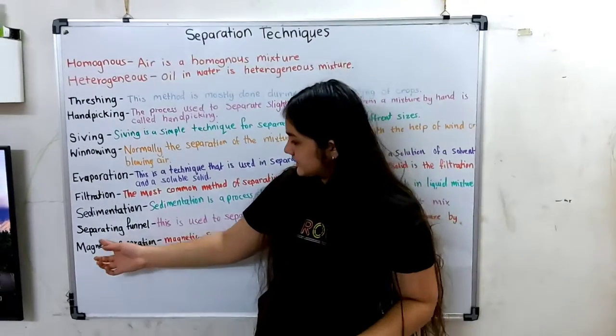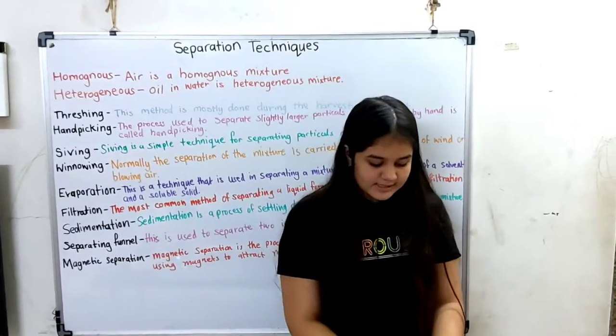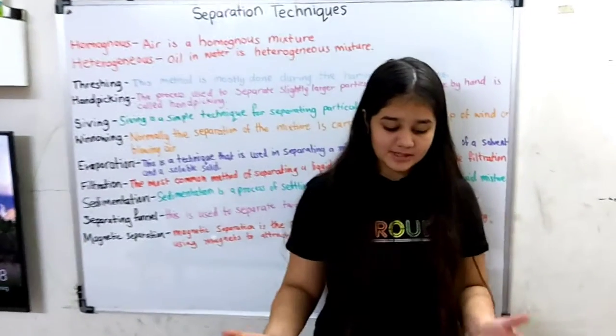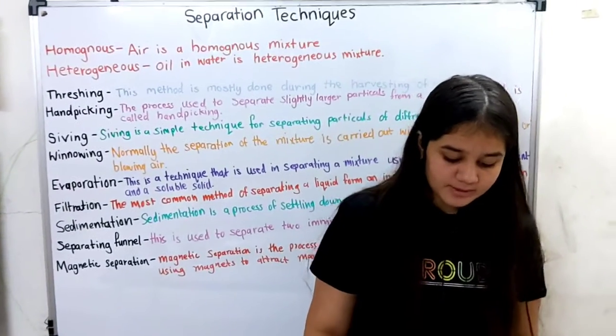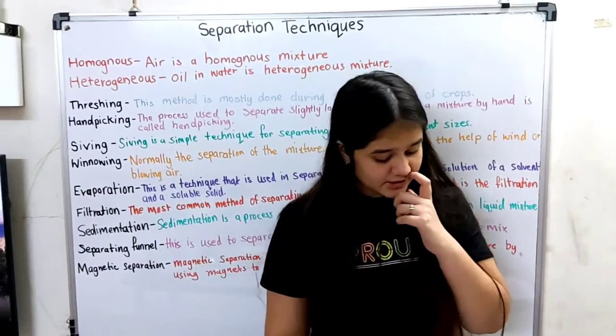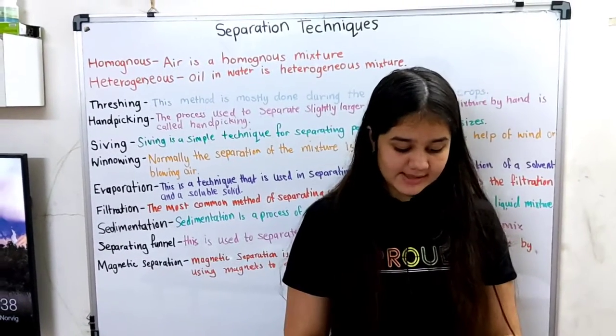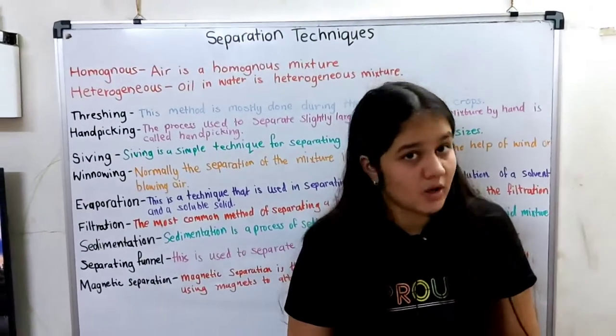Now another technique is the separating funnel. A separating funnel is used to separate two insoluble liquids, for example, liquids that do not mix. The separation is based on the different densities of the two liquids. For example, the separation of kerosene and water.